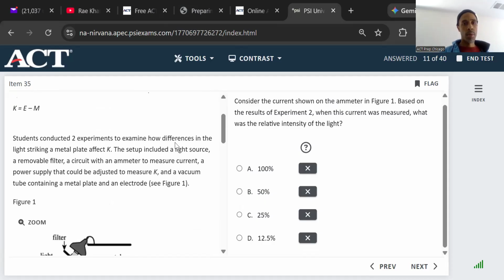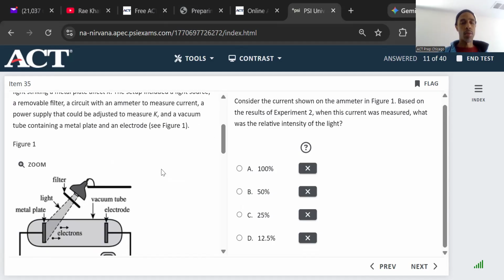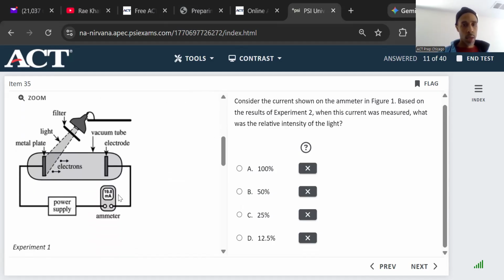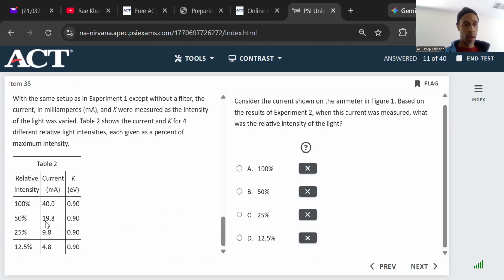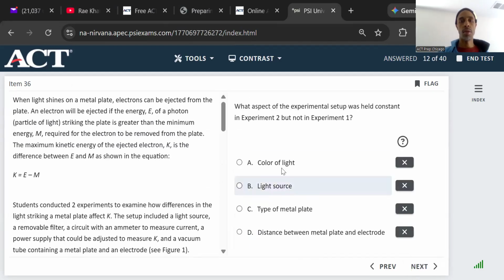Students conduct two experiments that vary the amount of light striking a metal plate. The setup included a light source and an ammeter to measure current, right? So the current was 19.8. See it there. Oh man, you've got to watch the details. So where's 19.8 here? That means the intensity of light would be 50. You've really got to pay attention to details. It wasn't even a hard question, you just have to watch the details.